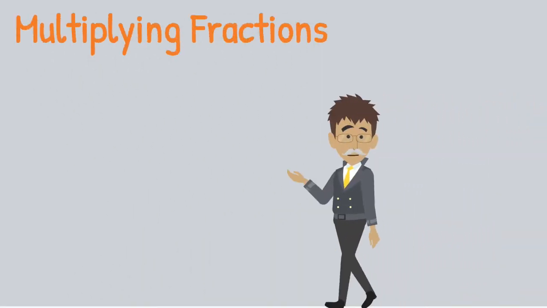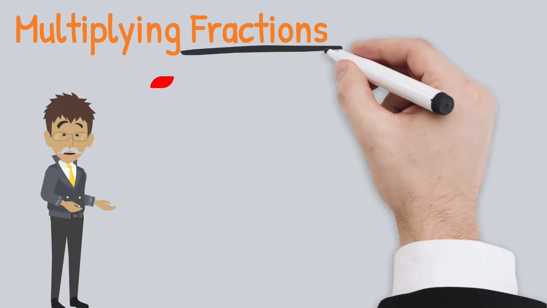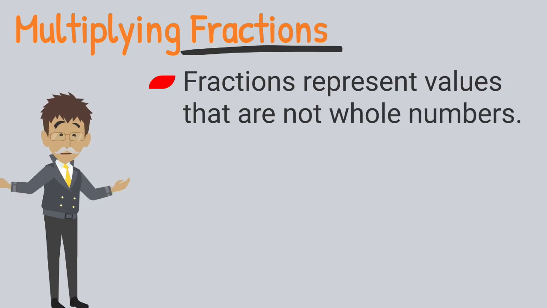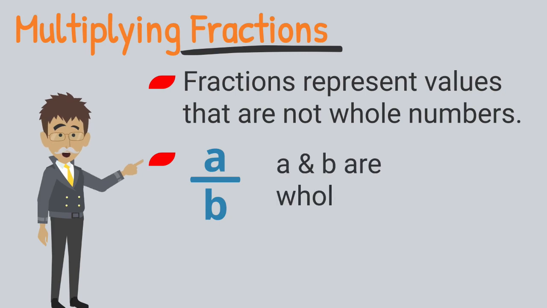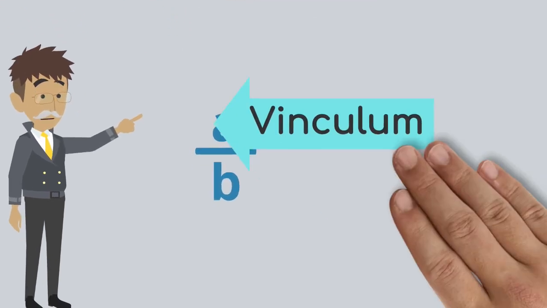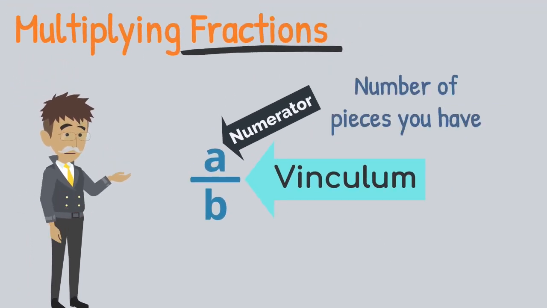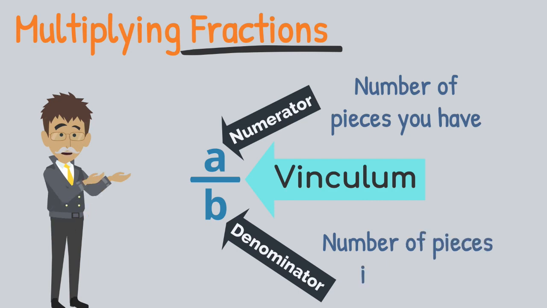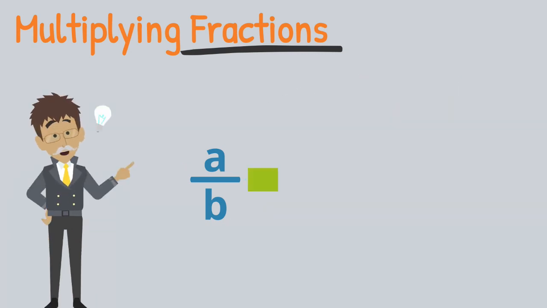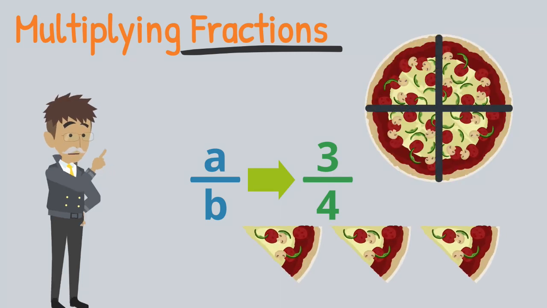But before we get into the mathematics, let's look at what multiplying fractions means. Fractions represent values that are not whole numbers. For this video, a fraction is any number a over b where a and b are whole numbers. The value above the vinculum is called the numerator and represents the number of equal-sized pieces used to represent the value. The number below the vinculum is called the denominator and represents the number of pieces the whole is divided into. For example, 3/4 of a pie means you would have 3 pieces if a whole were divided into 4 equal-sized pieces.